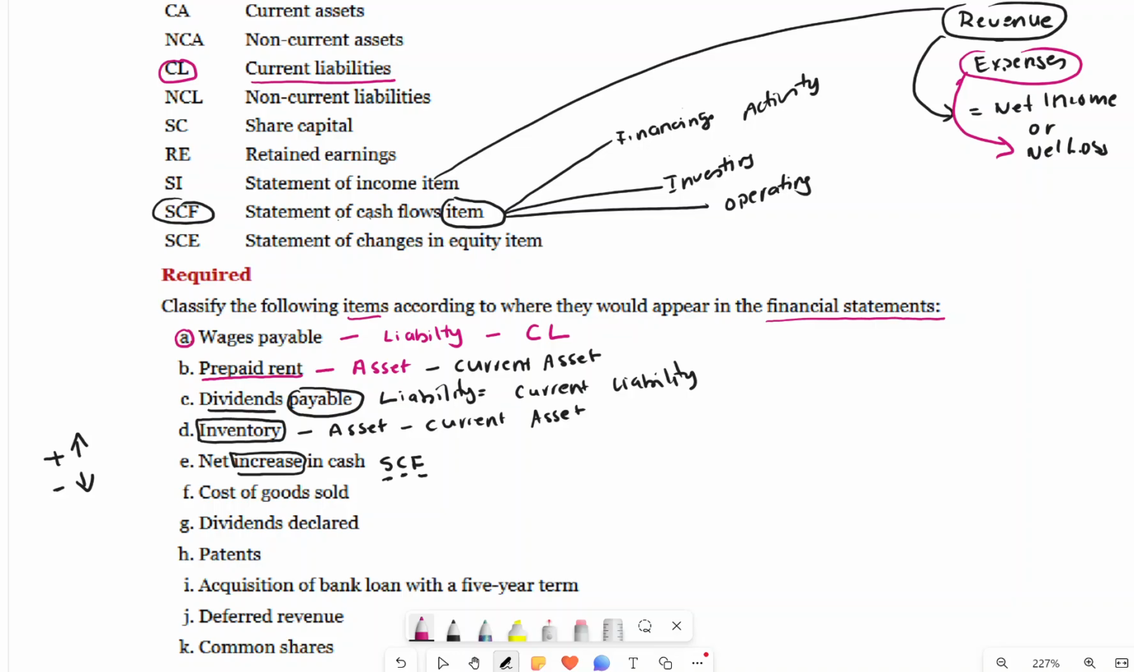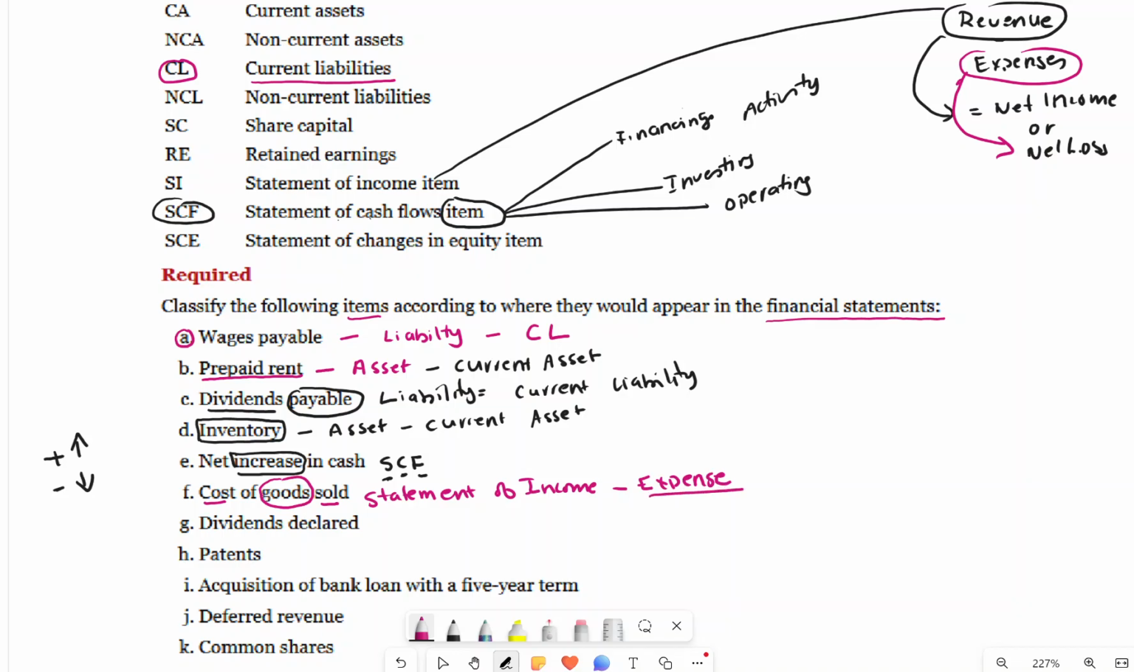Now going further, cost of goods sold means the cost of goods that you bought to be sold. Where does that go? It goes on my statement of income. So it's an expense. Cost of goods sold is an expense. We are buying the goods that cost us. If it cost us, it will be an expense to the company.